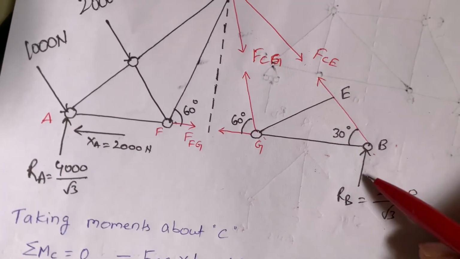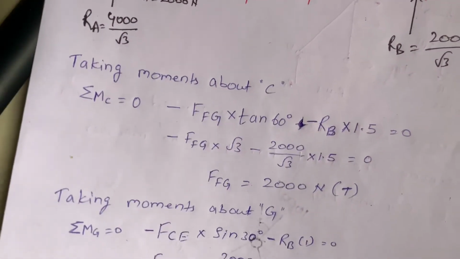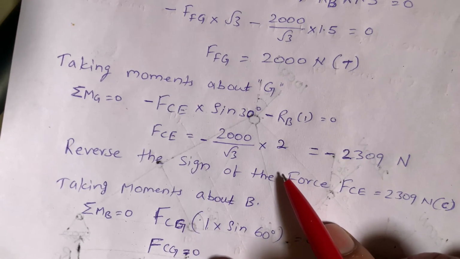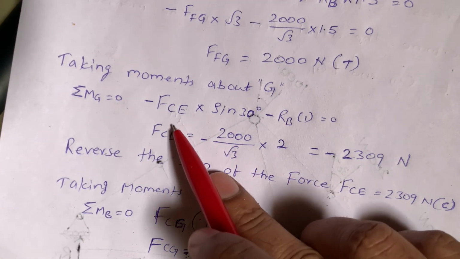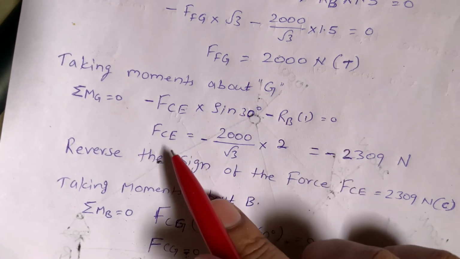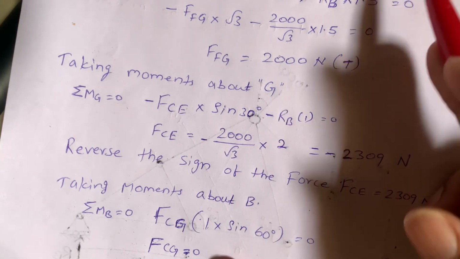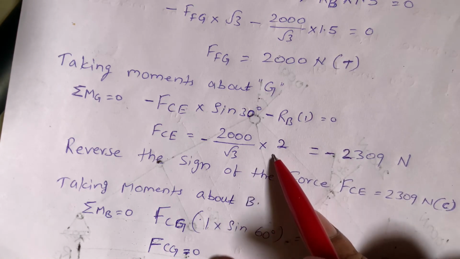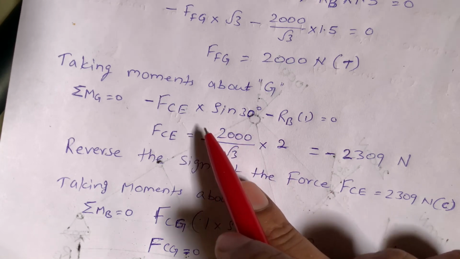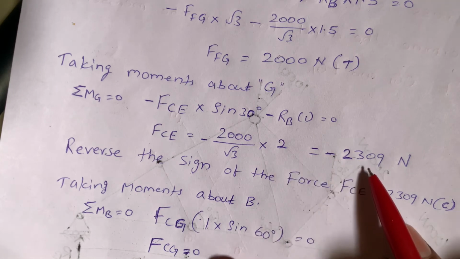So here RB is this one into perpendicular distance from this G to B is 1. Okay, so after solving this, I got the equation. Here I am sending this minus FCE into left hand side, so right hand side, it becomes positive. Here minus RB value is 2000 by root 3, we know that, into 2. This 2 is nothing but sine 30 is 1 by 2. So here it is left hand side, when it moves to right hand side it becomes multiplication. So I got minus 2309.